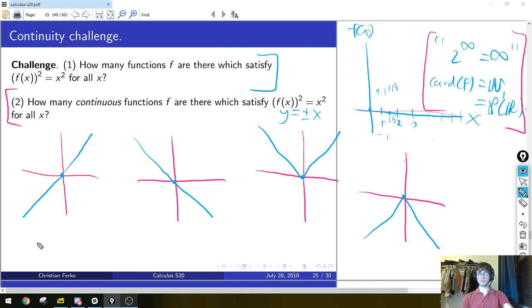So this choice was slope +1, +1. This one was choice -1, -1. This one was choice -1, +1. And this one was choice +1, -1. And those are the only choices I can make, because I can only stitch together at 0. Right? That's the only place where I can stitch together and still be continuous. So it's only 4. Infinitely many here, only 4 here.